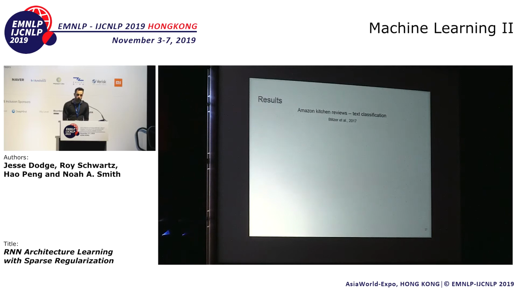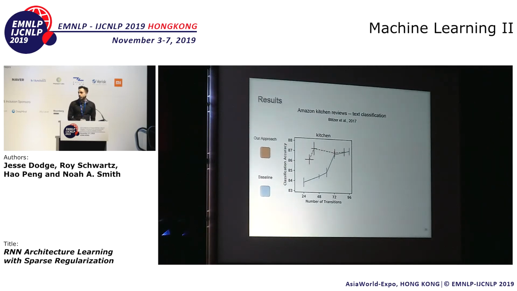So for our experiments, we'll be looking at the Amazon Reviews dataset. This dataset includes sentiment analysis. It's a binary sentiment analysis dataset. Specifically in this talk, we're just going to show plots for the kitchen subset. Our approach is reported here in orange, and our baseline is in blue. On the x-axis, we have the number of transitions. And what we can remember is that the number of transitions in our model directly corresponds to the number of trainable parameters in our rational RNNs.